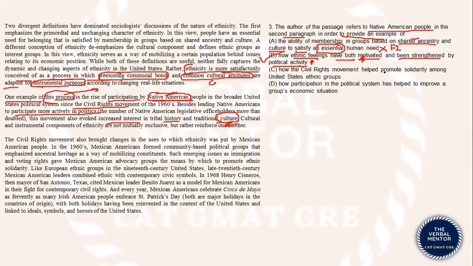C, how the civil rights movement helped promote solidarity among United States ethnic groups. Now, it was true only of Native Americans, and it was not just civil rights movement. It's a narrow point. Now, this was an example to put forth a bigger point. The idea is not centered on civil rights movement. So option D, how participation in the political system has helped to improve a group's economic situation. Now, there's no talk of economic situation in the second paragraph. It only improved their political position rather than economic situation. So B.